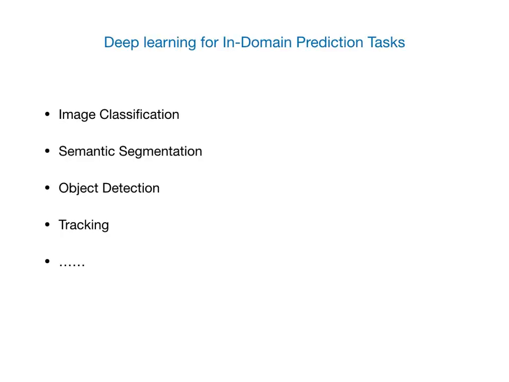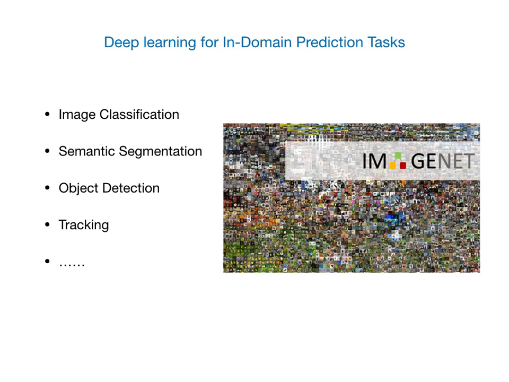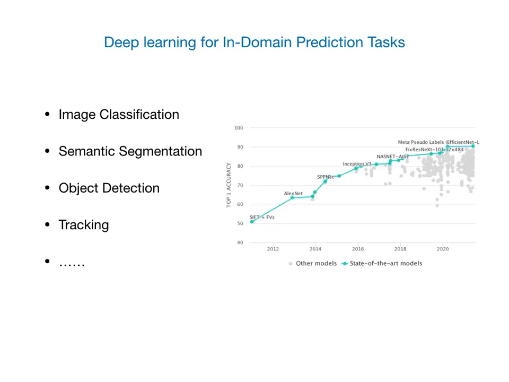Deep learning has achieved great success in various visual applications, such as image classification, semantic segmentation, and so on. For example, on ImageNet, deep learning methods have achieved around 90% top-1 accuracy, significantly outperforming the best traditional feature-based methods. The success of deep models can be largely attributed to large amounts of labeled in-domain data.